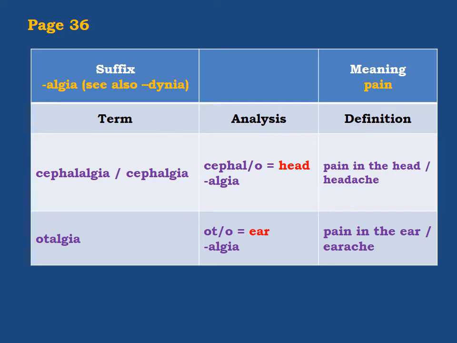For example, if you look at the first medical term here, we have cephalalgia or cephalgia. We use algia, but we cannot say cephaldynia. We cannot replace one with the other, even though they have the same meaning. So we have to take the medical terms as they are, as one unit. All right. So now the meaning of algia here is pain.